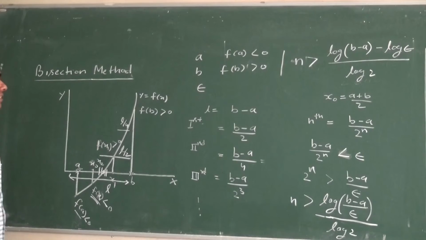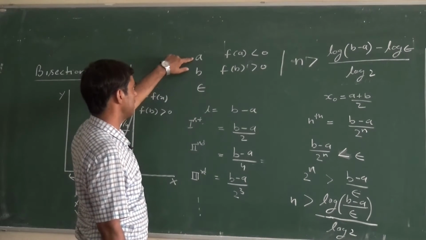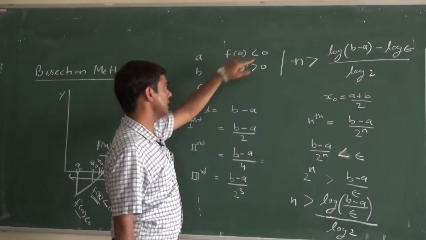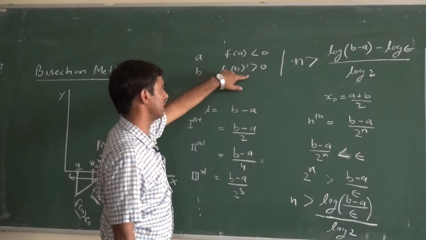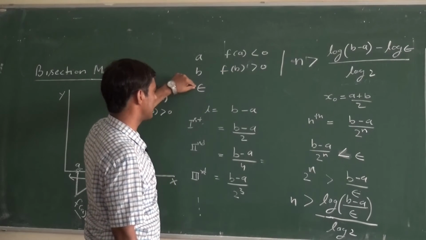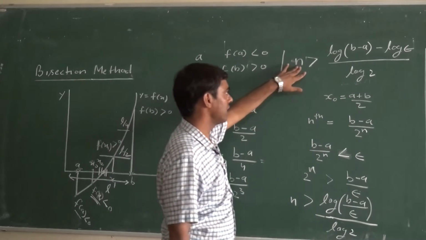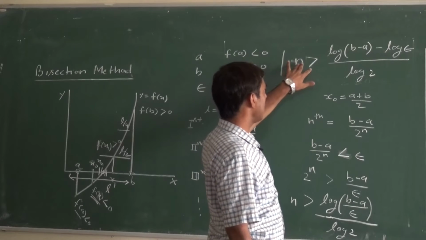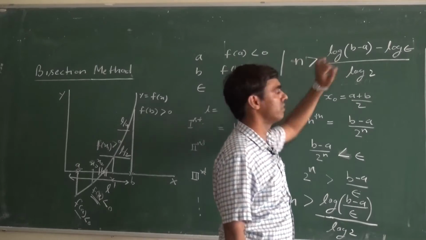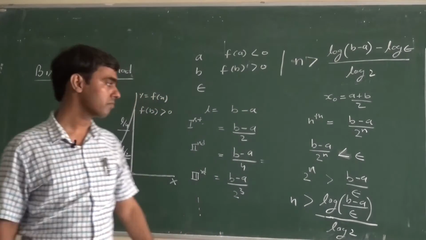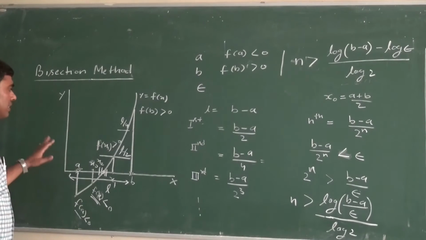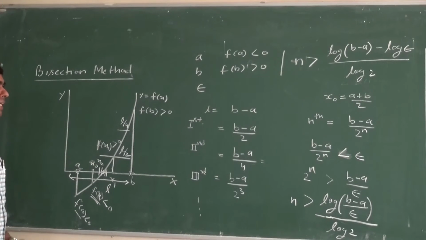So to solve a numerical example, we require three values: a value where the function is negative, another value where the function is positive, and EPS, the desired level of accuracy. Then we perform more than n iterations, and we calculate n with the help of this expression. And how we interchange the values of a and b, we described at the start.